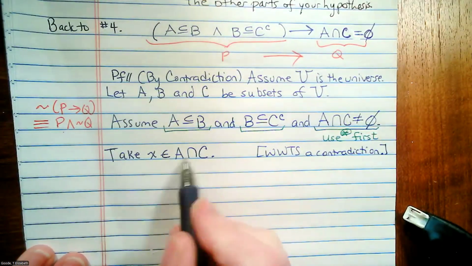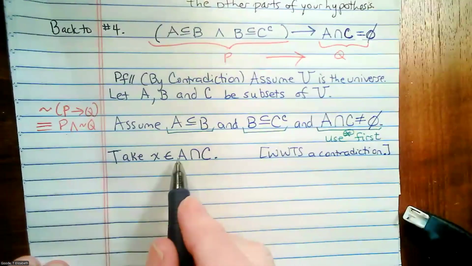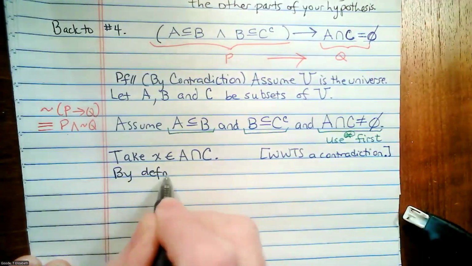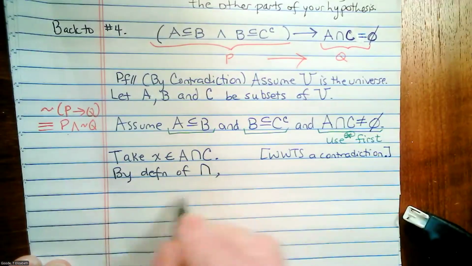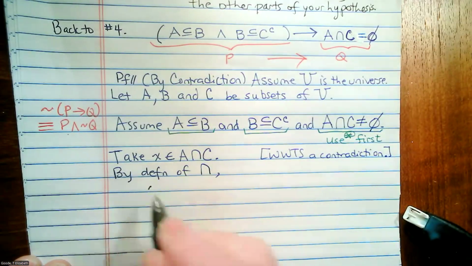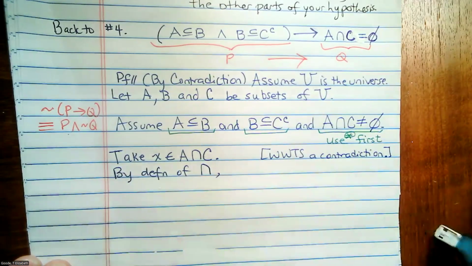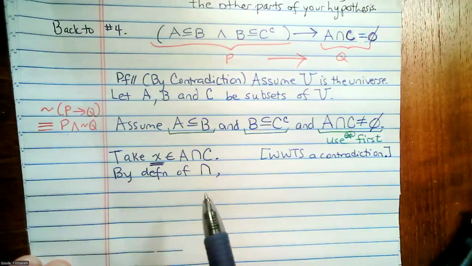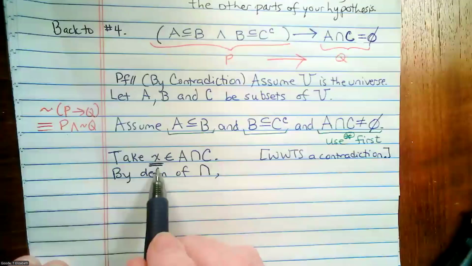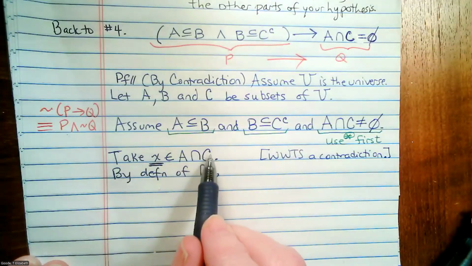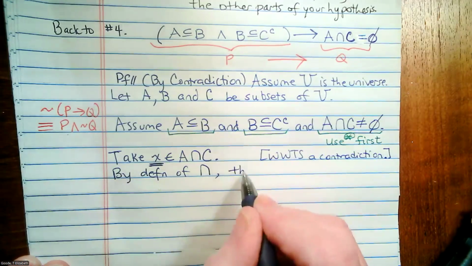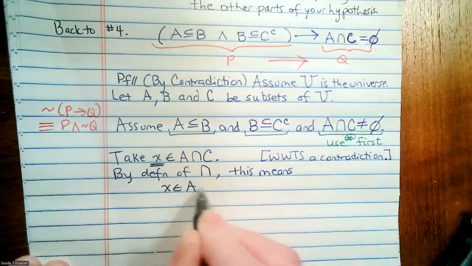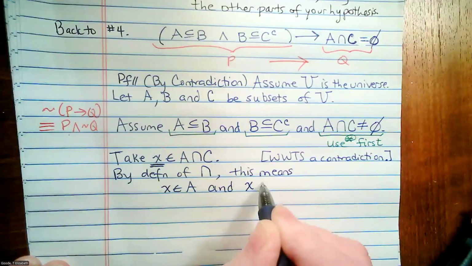All right, so do you remember what the intersection is? Yes, I know the intersection. All right, so tell me what this means. By definition of intersection, C and A have elements that are the same. Yes, and in fact, we just grabbed one of them, X. So what does it mean to say X is an element of A intersects C? By definition of intersection, this means X is an element of A and an element of C. Exactly.